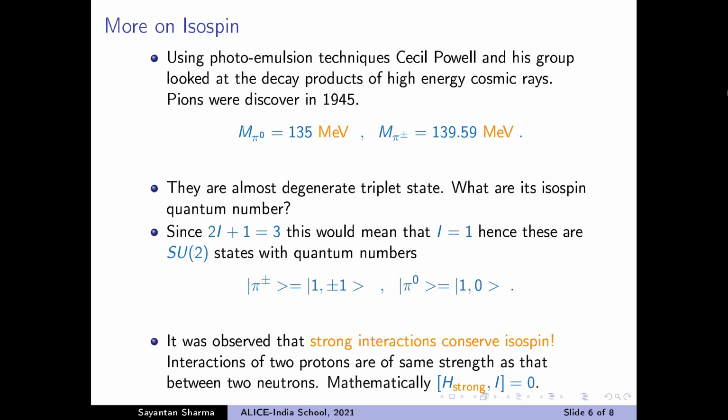And of course, it was also observed that strong interactions conserve isospin. That was observed by looking at the interactions in proton-proton and neutron-neutron scattering experiments. So they're of the same strength. And mathematically, in quantum mechanical language, if you know the Hamiltonian that has the information of the strong interactions, then the Hamiltonian H strong commutes with the isospin operator.